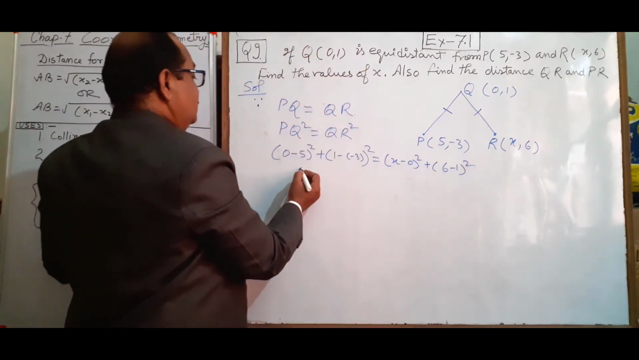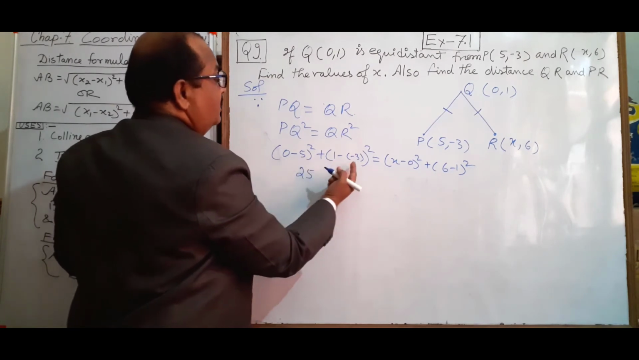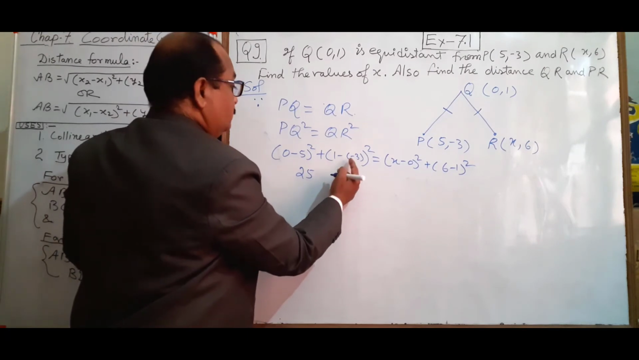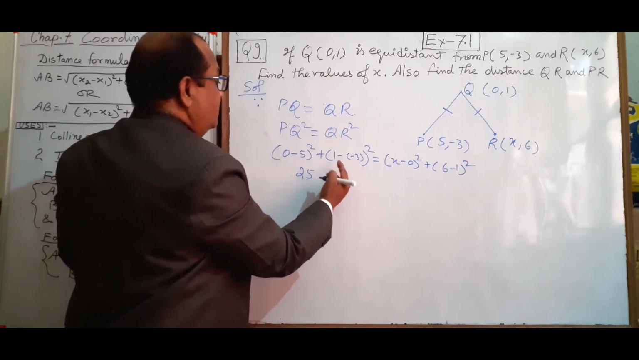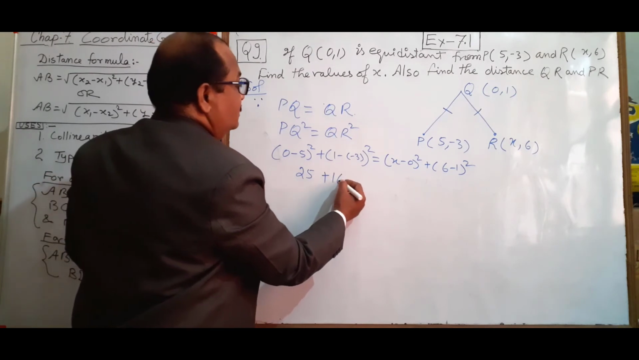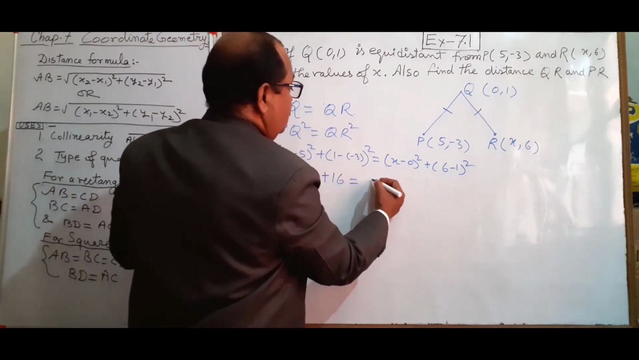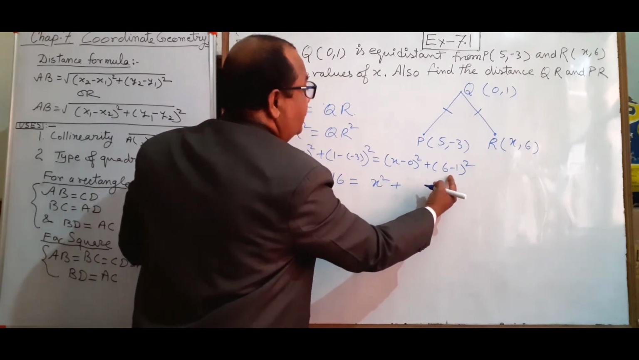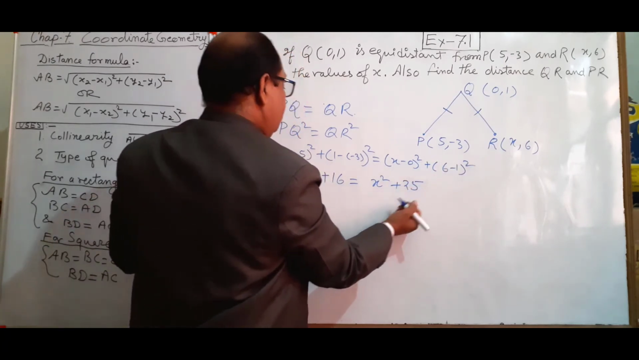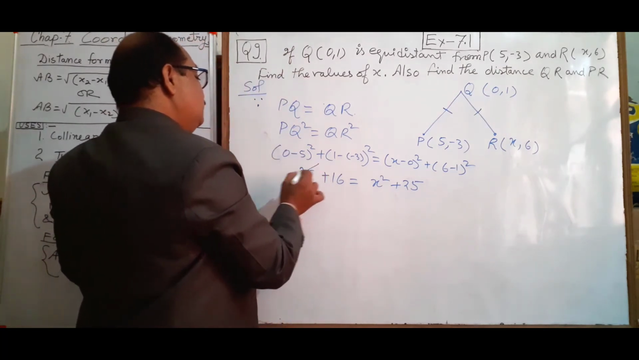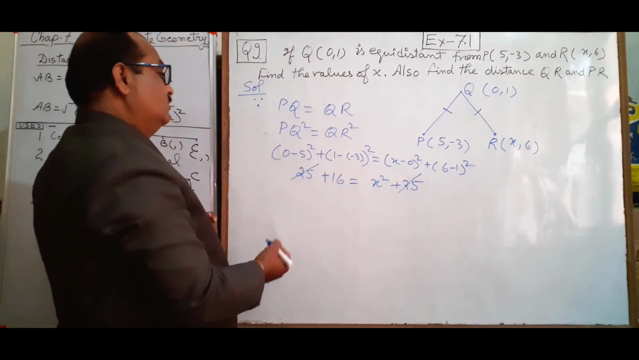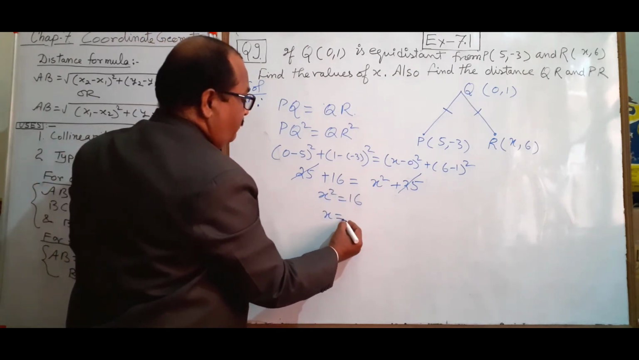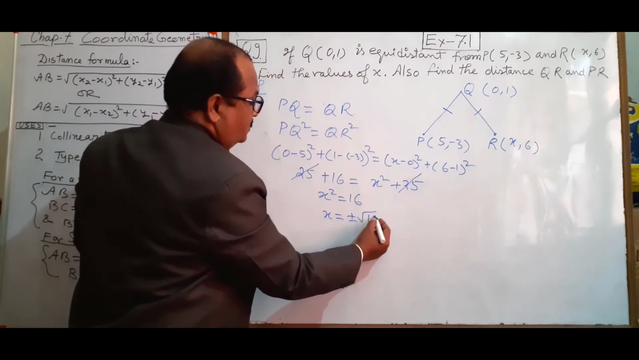So simplifying it, it will become 25 and here it is totally 4 because it is plus 3 and 1, 4. 4 square is 16. Now here x square and plus here it is coming 5 and 5 square is 25. So you can see 25 cancelled out. So x square is equal to 16. So value of x is plus minus under root 16.